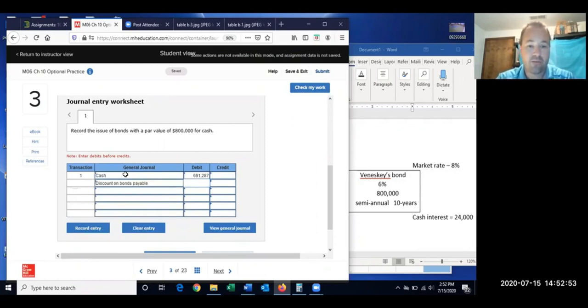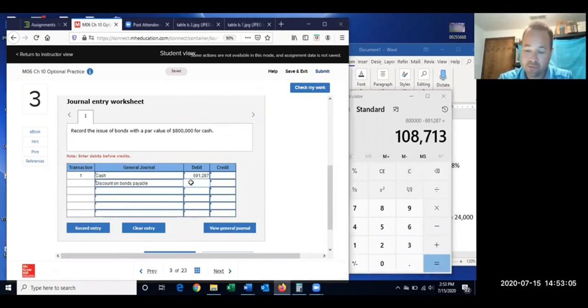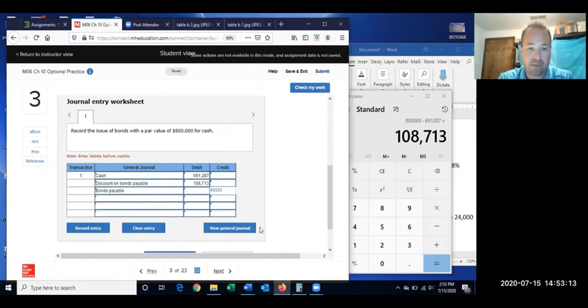So the discount, that hidden interest that we talked about in the lecture, let's go ahead and compute that. The face value of the bond minus what I sell it for, we're getting 108,713. And then I owe them in 10 years the full 800,000, even though they only paid me 691 today.